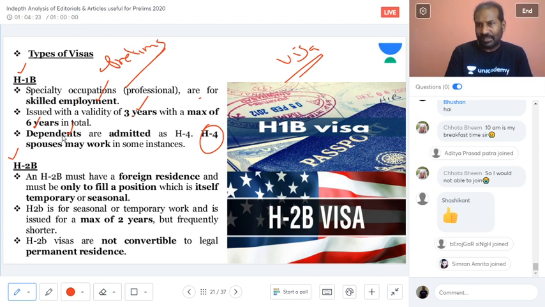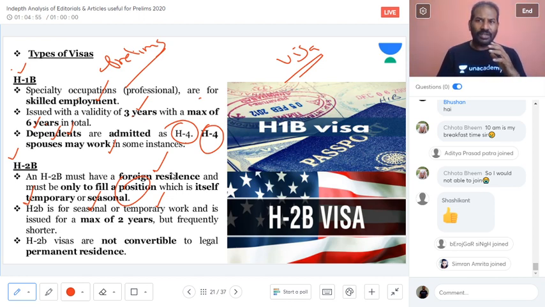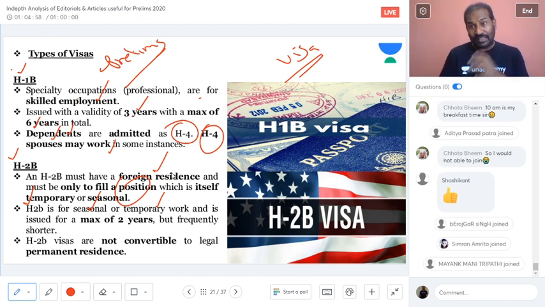And when they get there and their spouses come to the US, they are called dependents, and they will get the visa called the H4 visa. The spouses of H1B visa holders can go ahead with work in some instances. And then the H2B visa is for foreign residents who can fill a position which is temporary. So the H2B visa is just temporary, seasonal work. Whenever there is seasonal or temporary work, the foreign resident, for example from India, definitely has to be a resident of India.